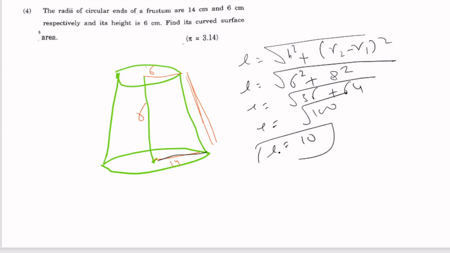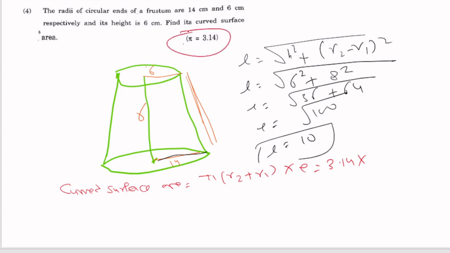Now we got L. Perfect. Now what next you have to do? Once you got the L, then find the curved surface area. The formula of curved surface area is pi in bracket (R2 plus R1) into L. Now pi, we know that it is 3.14. It is given. If not, you can choose 22/7 also. It's your choice. Now R2 plus R1, so 14 plus 6, that is 20, into 10. Multiply, you'll get the answer.